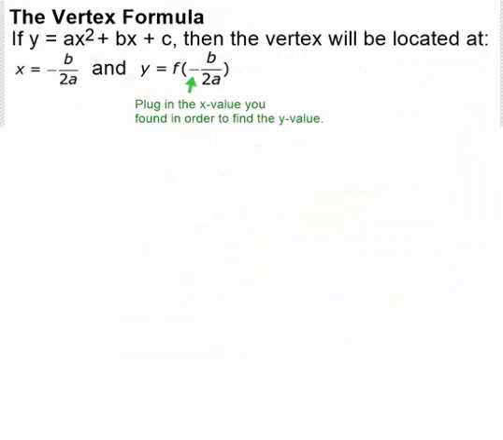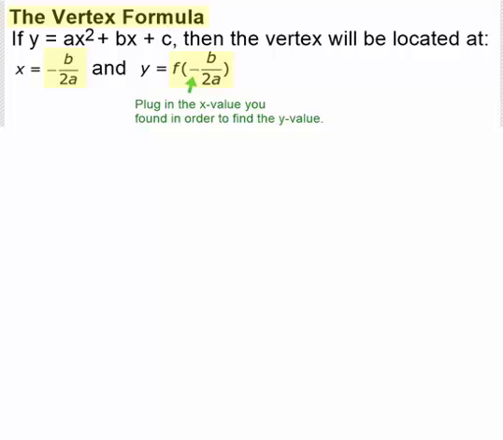As an alternative to completing the square, you can use something I call the vertex formula. And this formula says that if you have a function in the form y equals ax squared plus bx plus c, then the vertex will be located at x equals negative b over 2a and y equals f of negative b over 2a. And what that means is you take that x value that you found and plug it back in and calculate your y value.